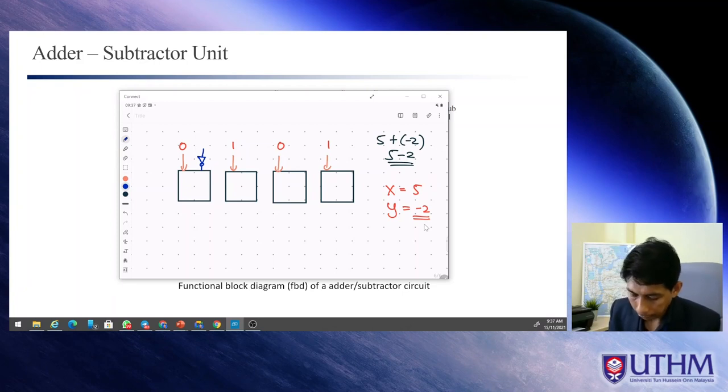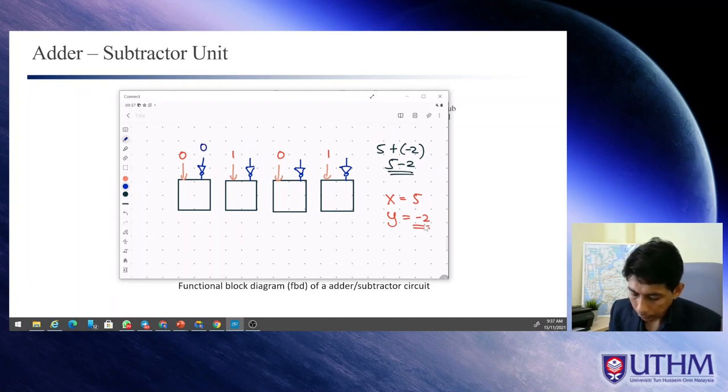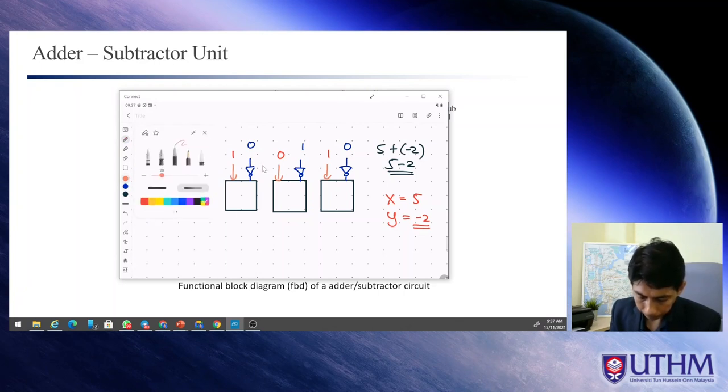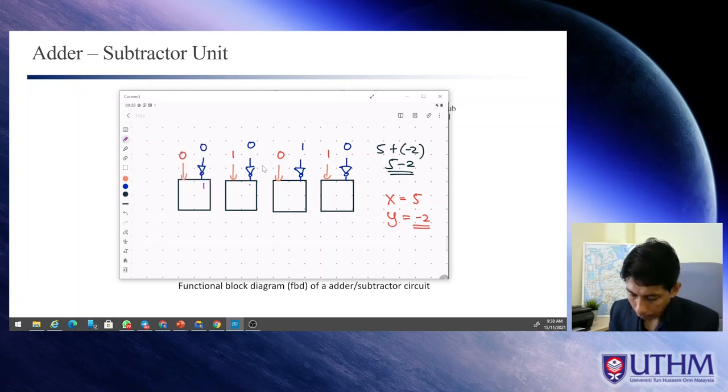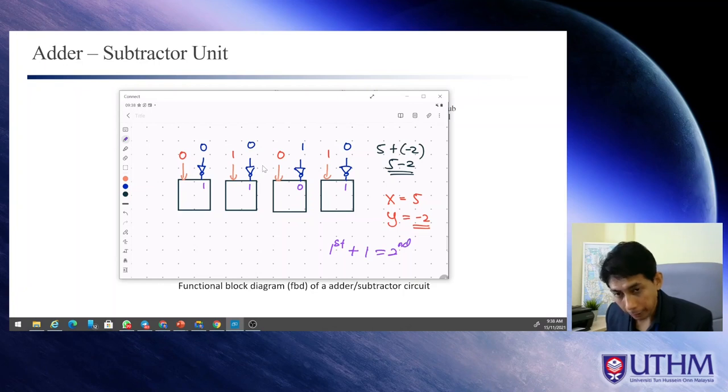So if number 2 comes, let's have all the complement. So number 2 will come here, 0, 0, 1, 0 in binary, right? And we complement, so the output from this NOT gate will be one here, correct? But this is still the first complement. How to get the second complement? To get the second complement, remember, the first complement must add 1. And you get the second complement number, right?